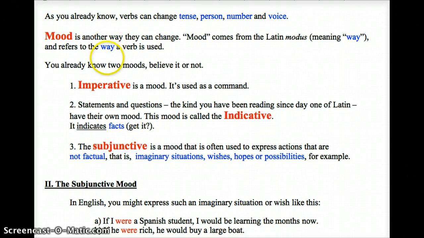So believe it or not, you already know two moods. Imperative is a mood, for example. It's used as a command. The command is the way it's used.